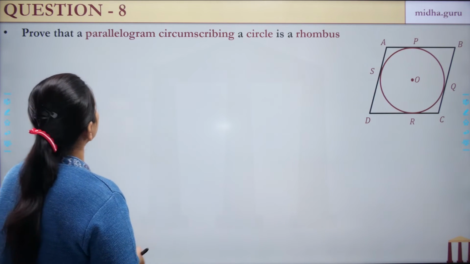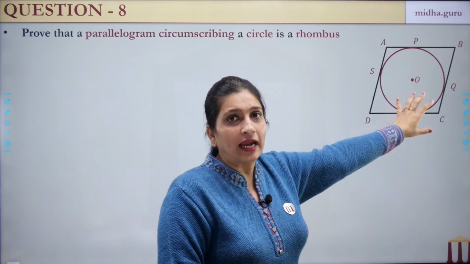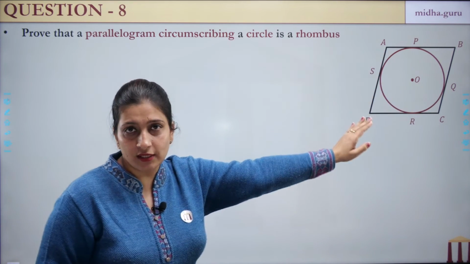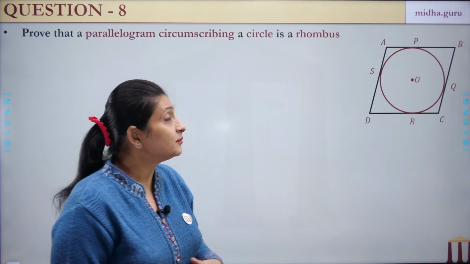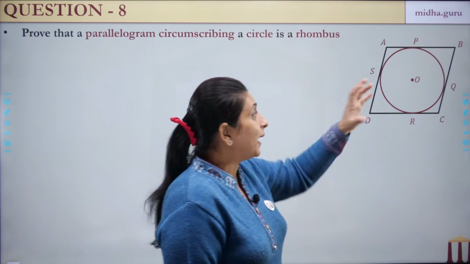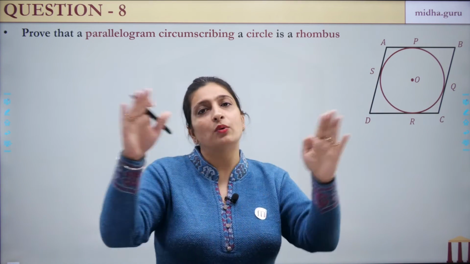Our next question is: prove that a parallelogram circumscribing a circle is a rhombus. I have explained the meaning of circumscribing. What do you mean by circumscribing? I'll tell you again. The parallelogram is circumscribing a circle. That means the parallelogram is outside the circle.